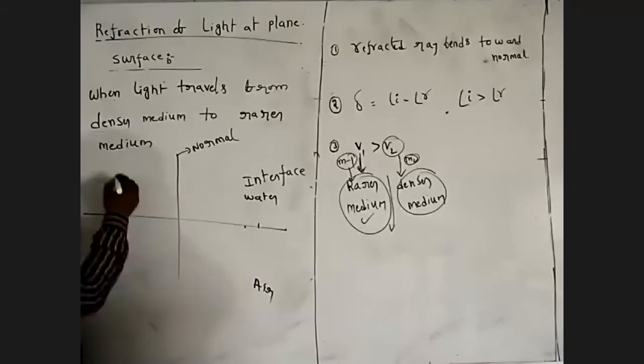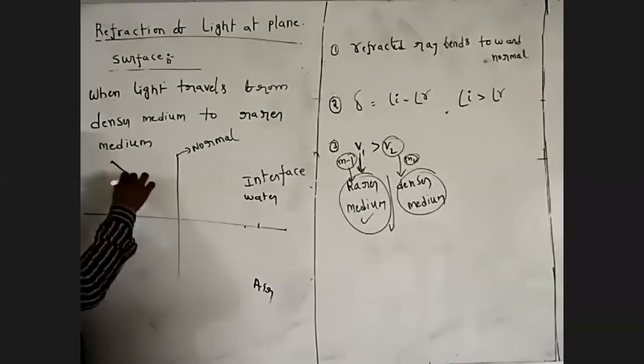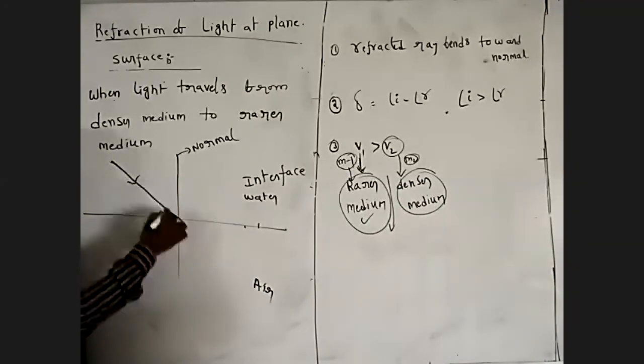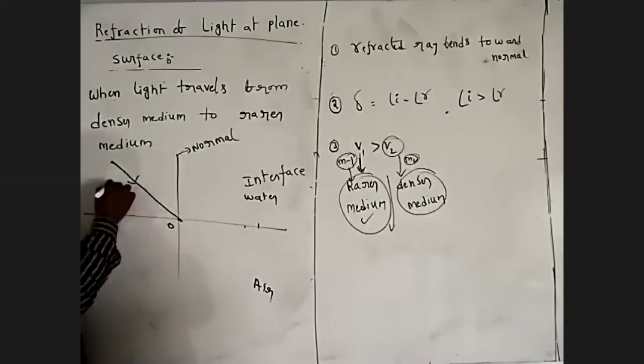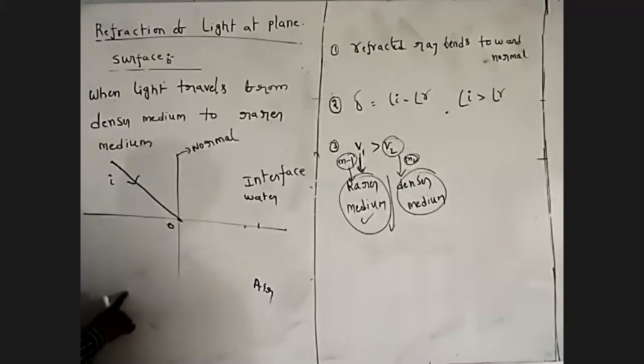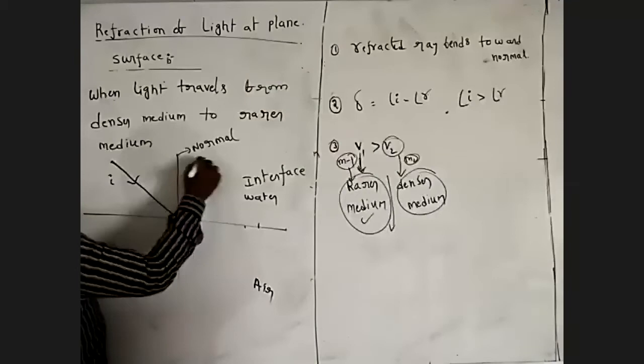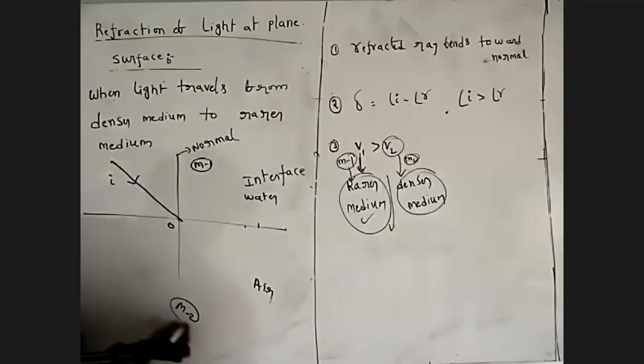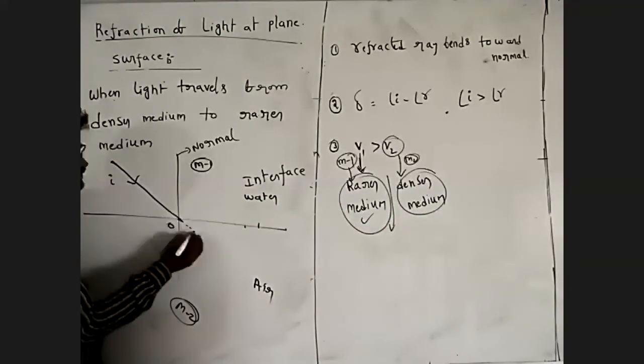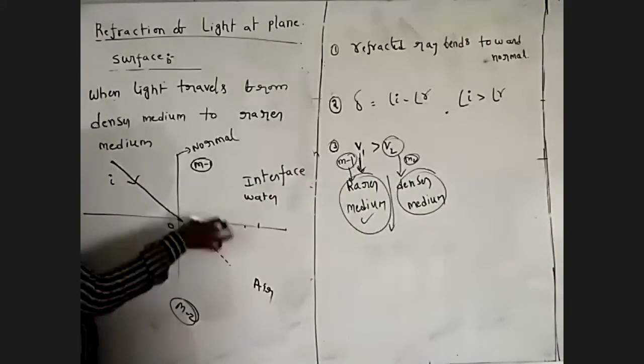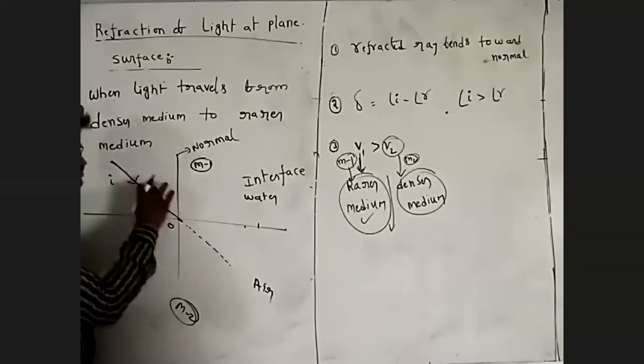Now, this is a beam of light traveling towards another medium. This is the point of incidence. This is the incident ray. This is medium 1 and this is medium 2. If both mediums are the same, the light ray goes straight.